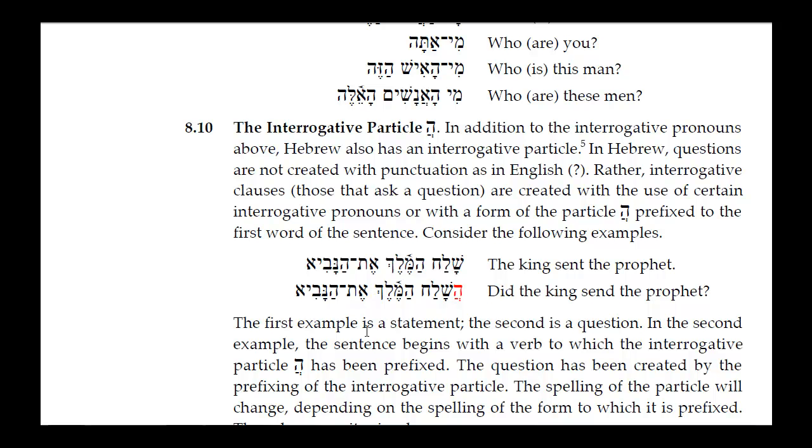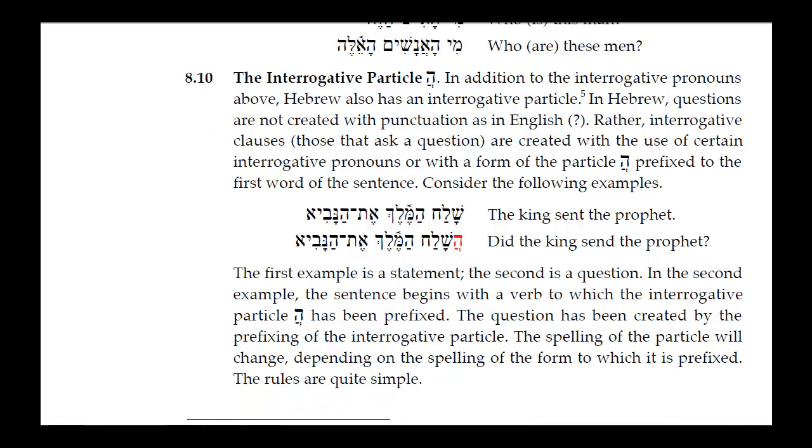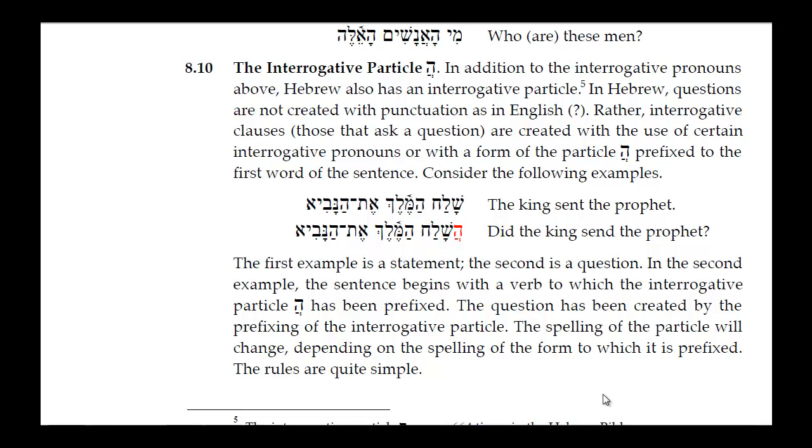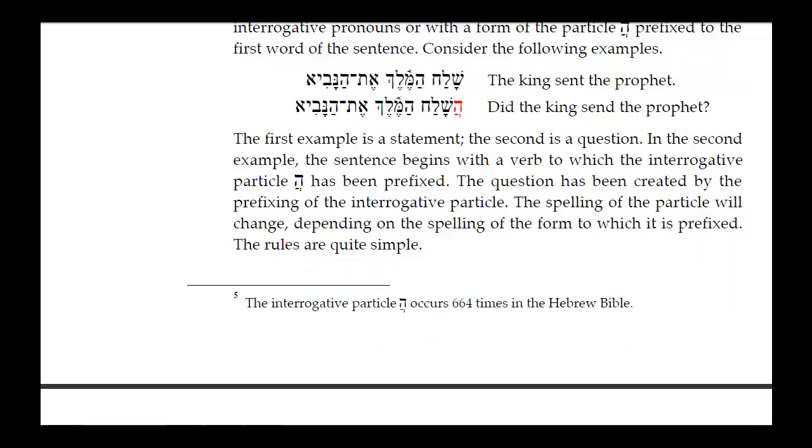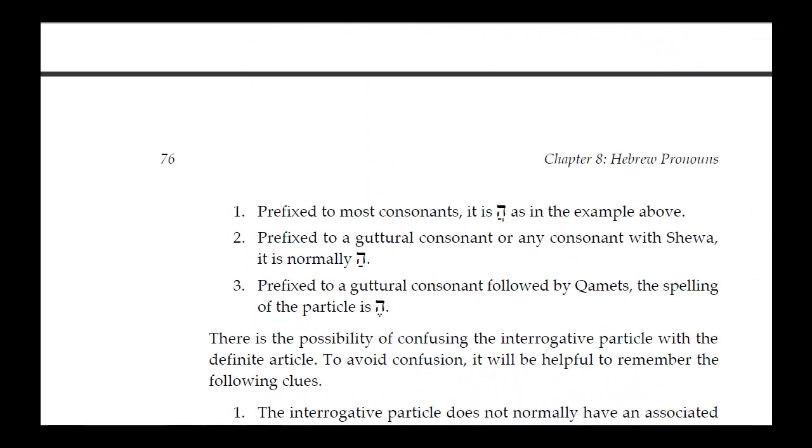And so the first example, as we said before, the king sent the prophet, is a statement. The second is a question. So in the second example, the sentence begins with the verb to which the interrogative particle has been fixed. The question has been created by the prefixing of the interrogative particle. The spelling of this particle will change depending on the spelling of the form to which it's prefixed, and the rules are quite simple. When it's prefixed to most consonants, it is a hey with a hatef patach, as we saw above.